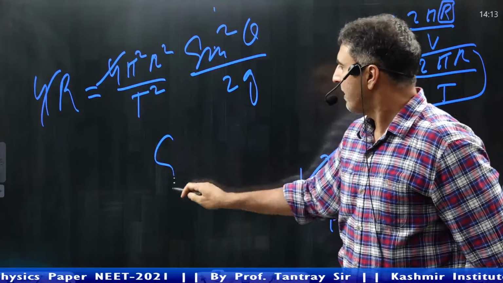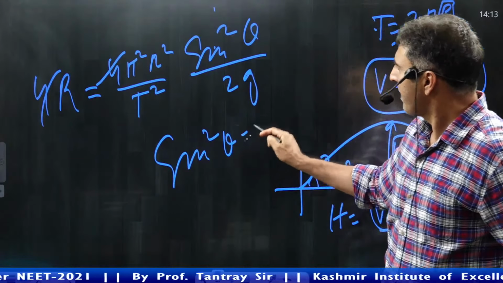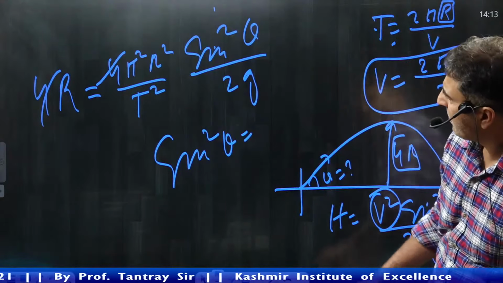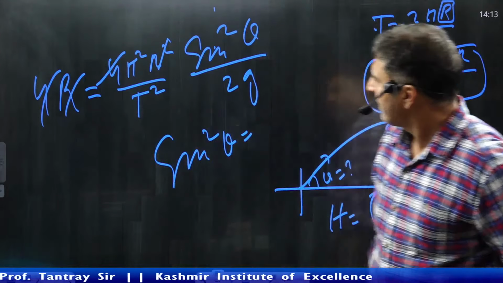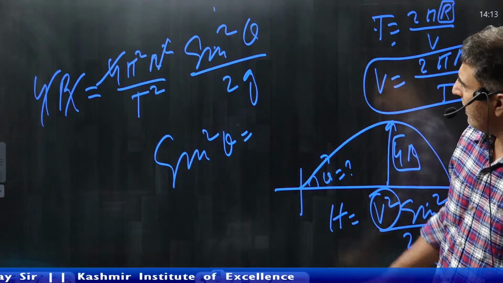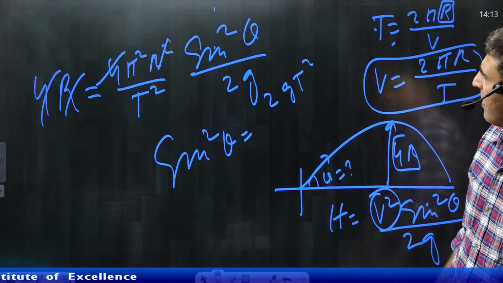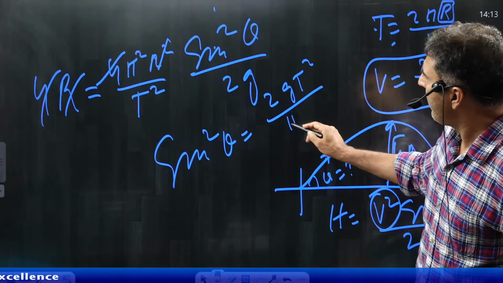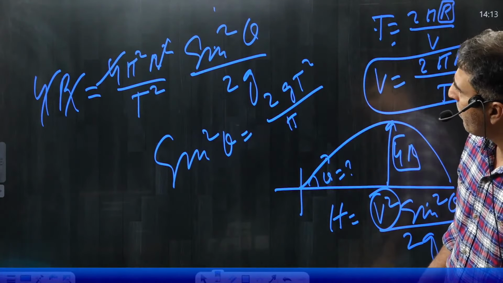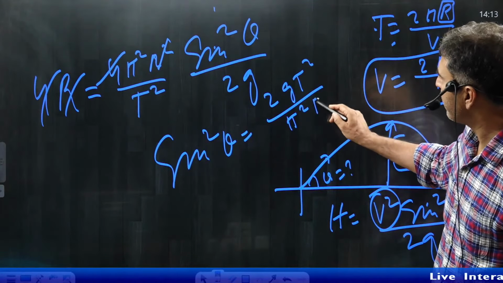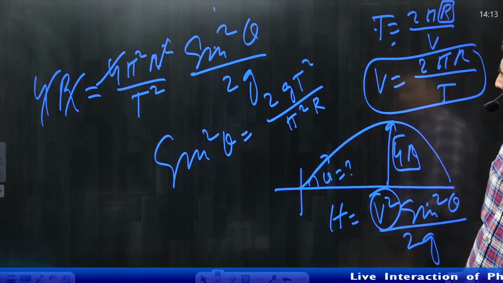Sine square theta I will write. 2g will go there. The r will get cancelled. Yes. 2g t square will go there, divided by pi square r.